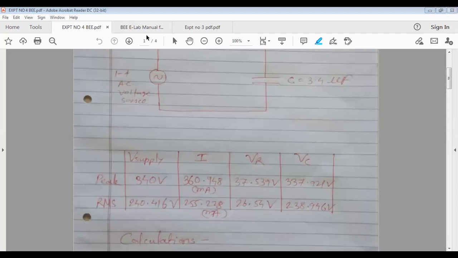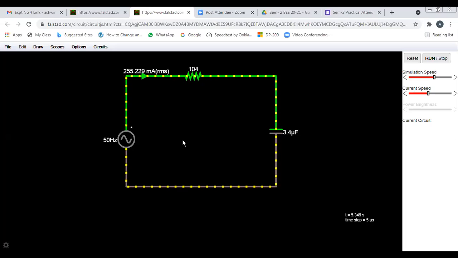In calculations we require RMS only. Why did I convert voltage into peak? Because for the voltage source you have to enter peak and not the RMS. Otherwise the rest values, peak is not required, but still in that table I have written peak for all. Now next what we want, VR and VC.